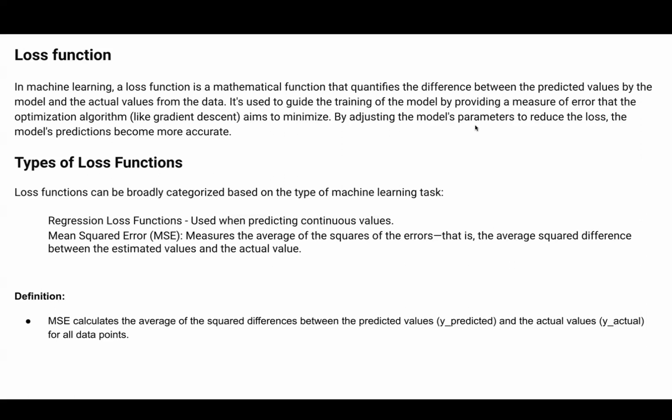There are different ways. Regression is continuous values. Classification is where it's either 0 or 1. So those are classification problems.